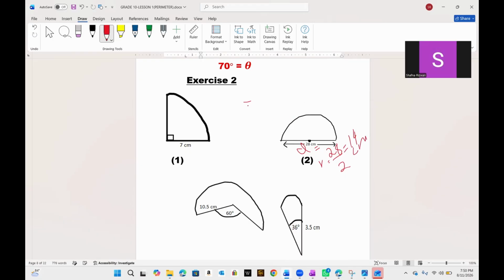Right. Now let's do arc length equals theta over 360 degrees into 2 pi r. Now, how much is the theta? This is a semicircle, no? So it's always 180 degrees. Half of the circle, it's always 180 degrees. Okay, now what can you say? This is 180 degrees.